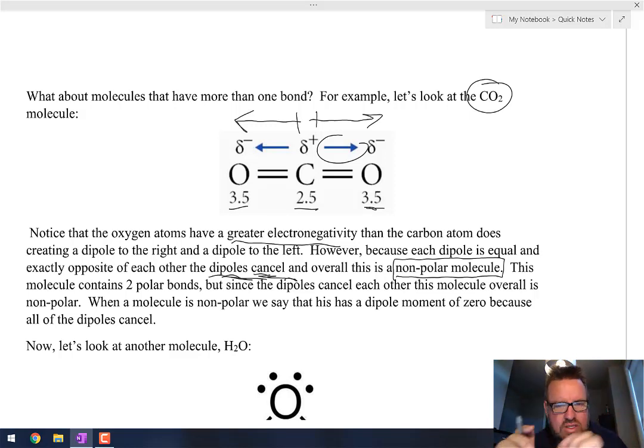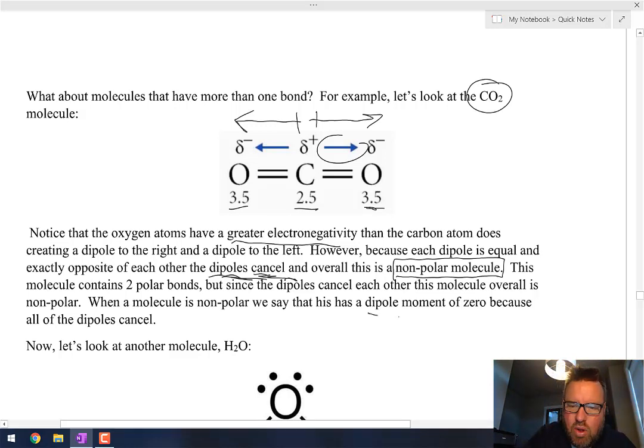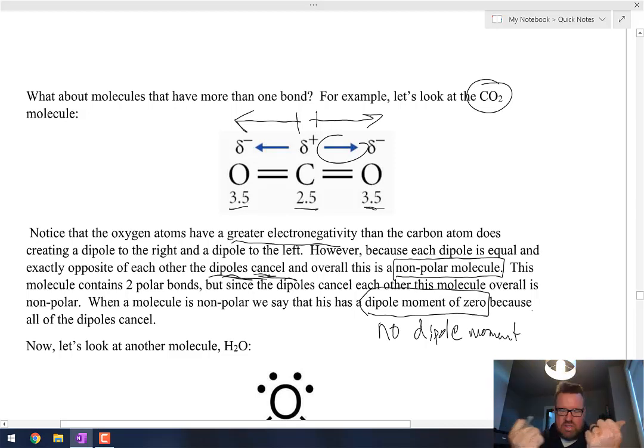So yes, CO2 contains two polar bonds, but because the dipoles cancel each other, overall it has a dipole moment of 0. Really, that means it doesn't have a dipole moment, which means it's even on both sides, so it cancels out.